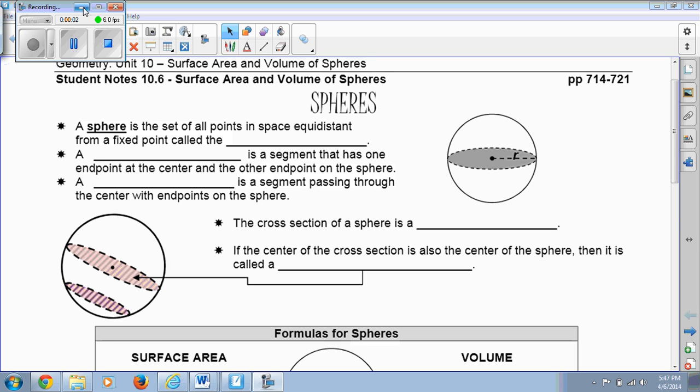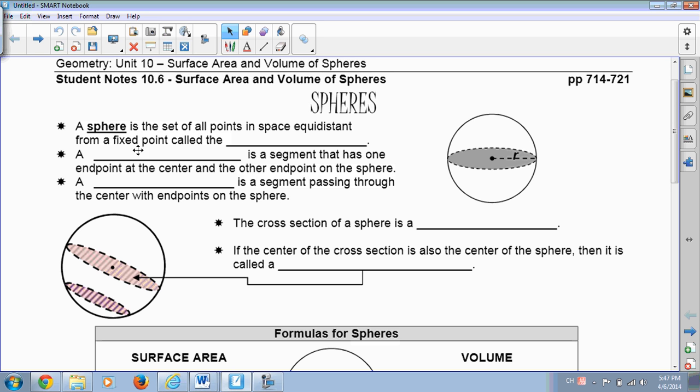Hey everyone, this is Student Notes 10.6, Surface Area and Volume of Spheres. The sphere is the last three-dimensional figure that we are going to be talking about in Unit 10. And we're going to start by talking about a few of the sphere's qualities right here.